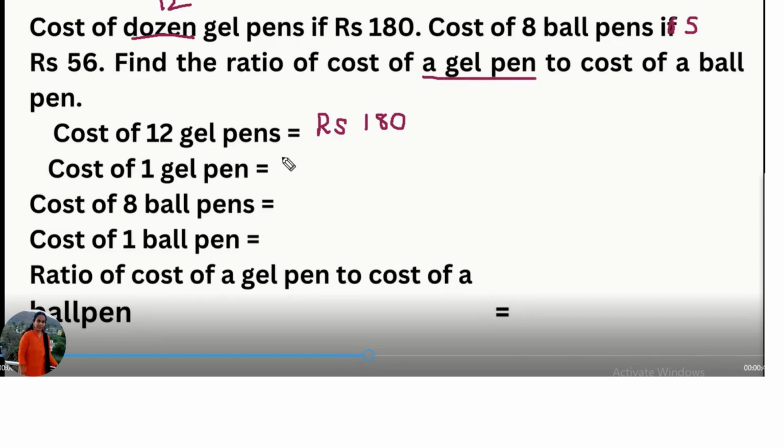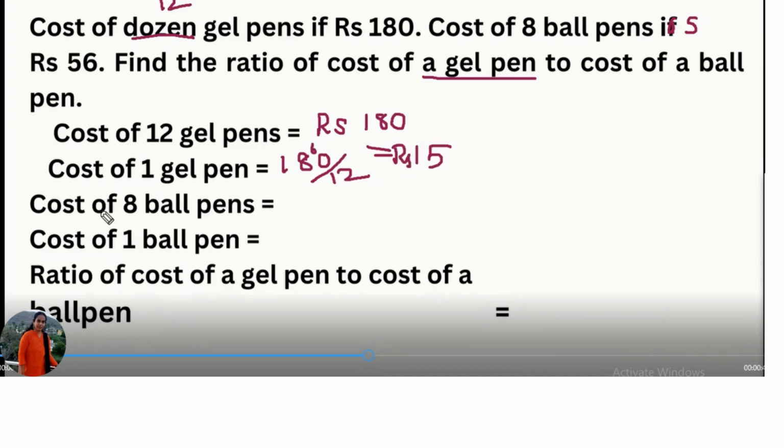Okay. So in order to find the cost of one gel pen, we have to divide the cost of 12 gel pens by the number of gel pens. So number of gel pens is 12. Okay. So 180 divided by 12 will be, if I divide by 12, 1 12s are 12, balance will be 6, 5 12s are 60. So answer is rupees 50.